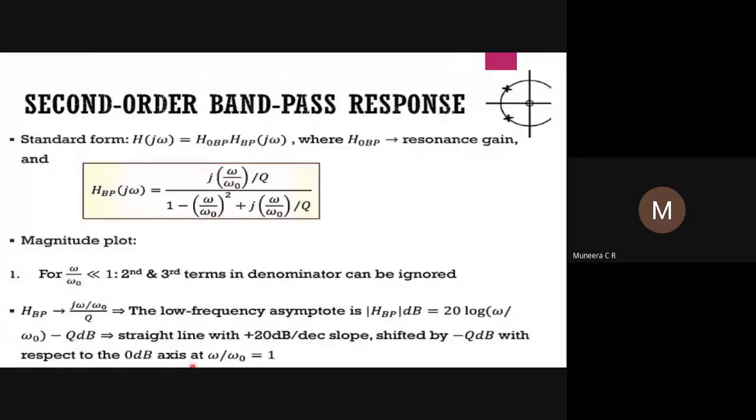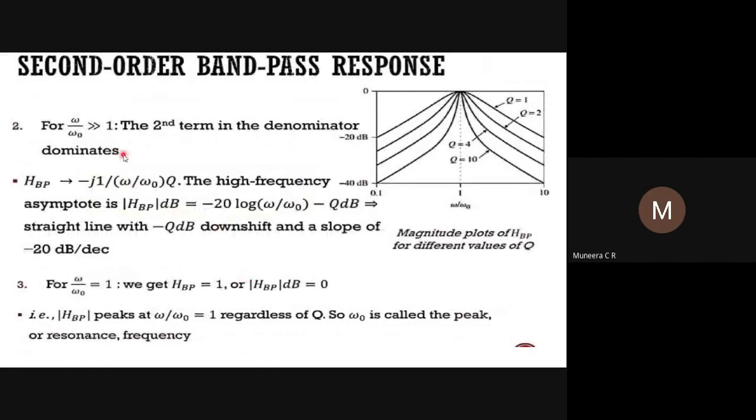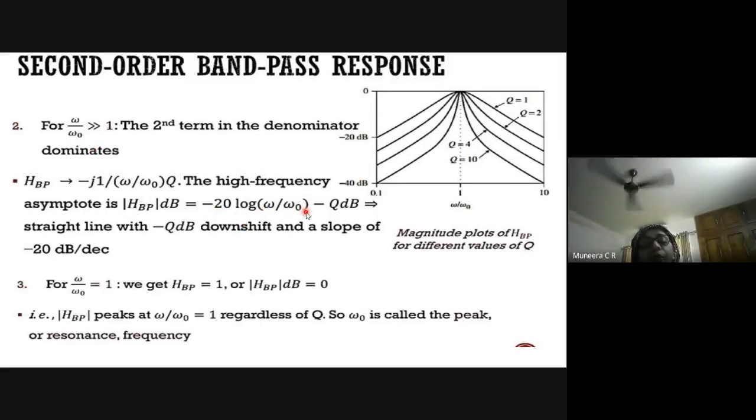When omega by omega naught is much less than 1, these two terms are very small and only the numerator is there. So we have an increasing slope of 20 log omega by omega naught minus Q dB. So it is a straight line with a plus 20 dB per decade shifted by minus Q dB. While omega by omega naught is much greater than 1, the second term in the denominator dominates, which is equal to minus 20 log omega by omega naught minus Q dB, this portion.